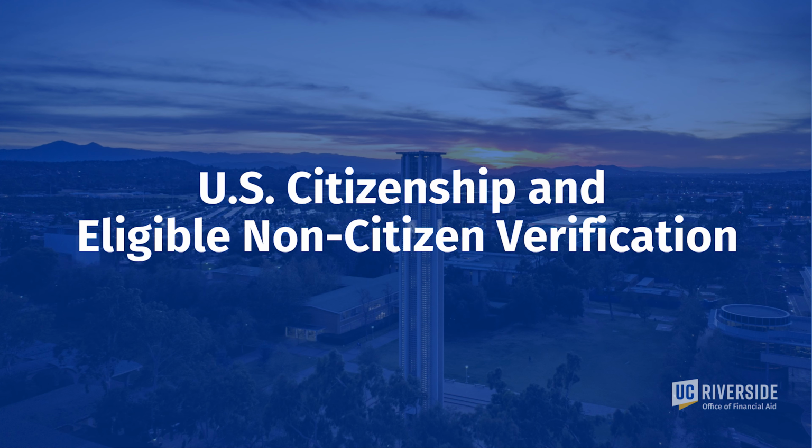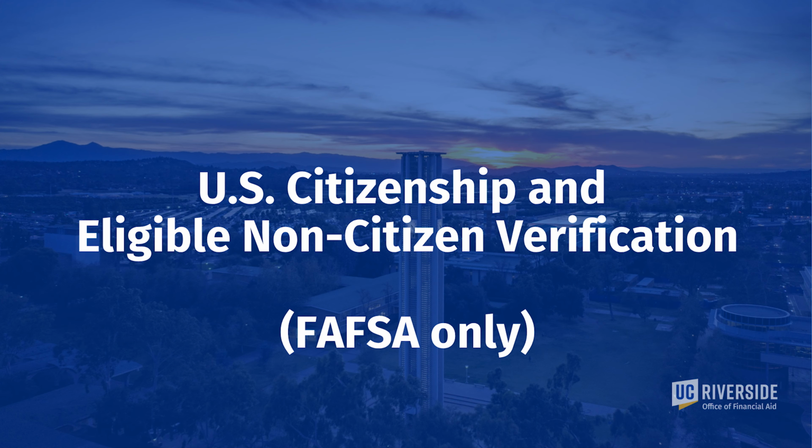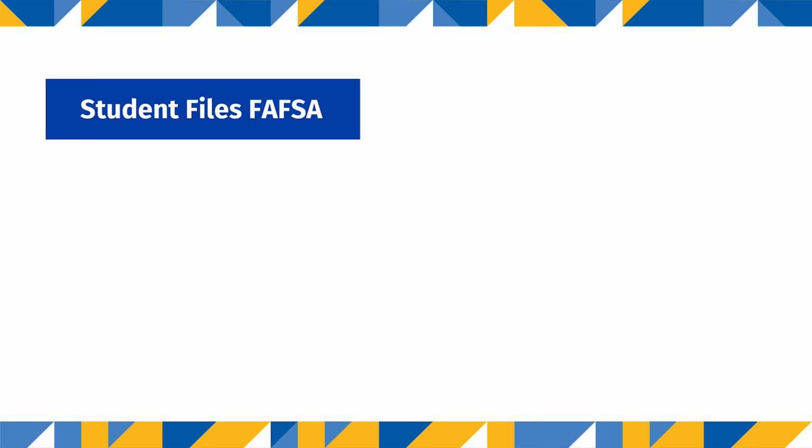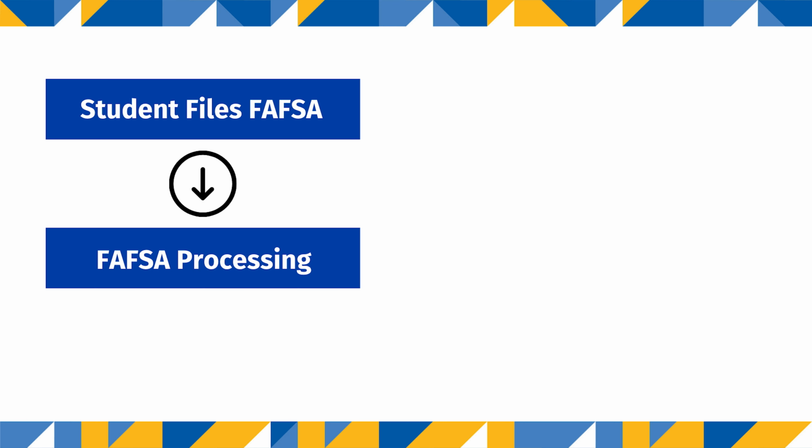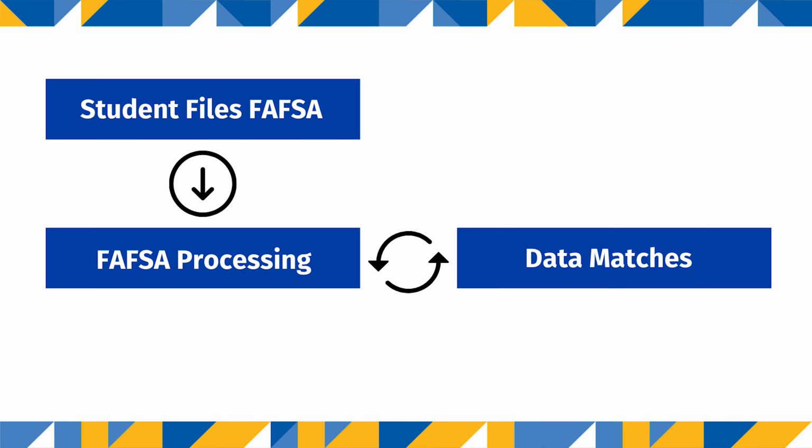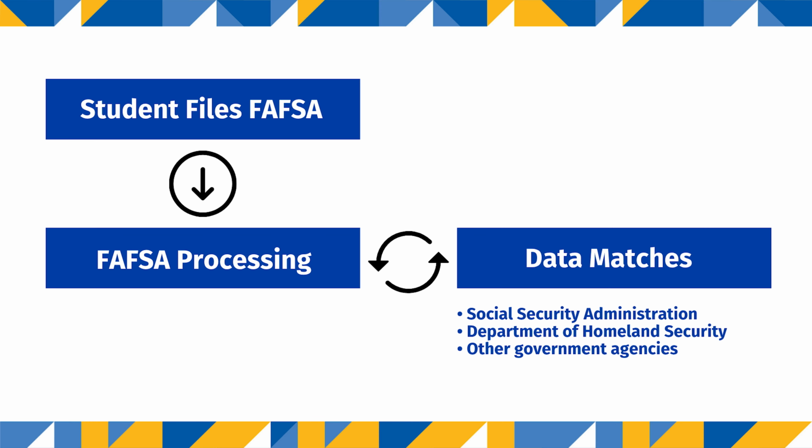U.S. citizenship and eligible non-citizen verification for FAFSA filers only. If you submitted a FAFSA, you may be asked to submit documentation to verify your citizenship or your eligible non-citizen status. The U.S. Department of Education automatically runs a digital check behind the scenes. Your information is cross-referenced with the Social Security Administration and the Department of Homeland Security to confirm your eligibility status.